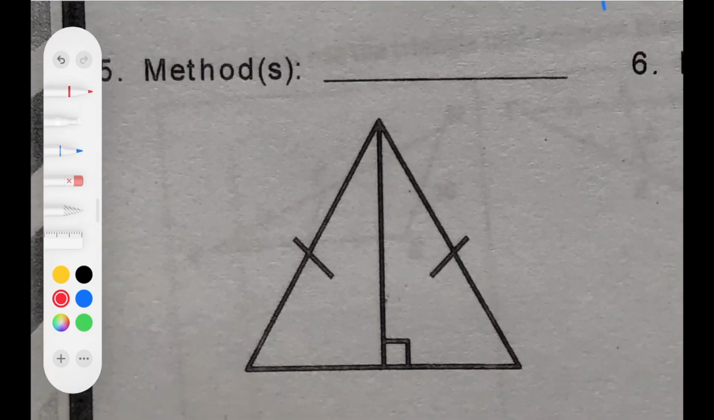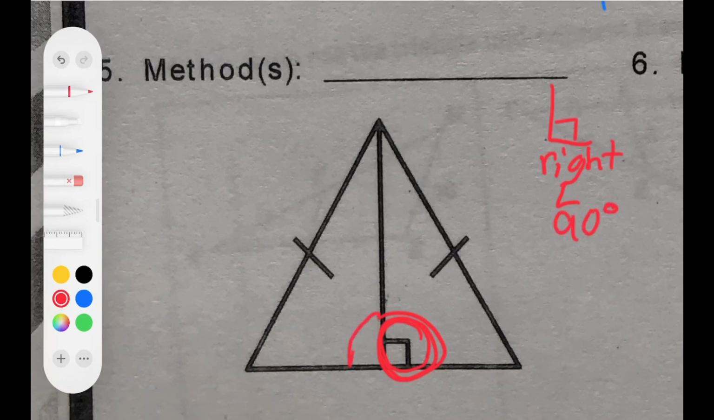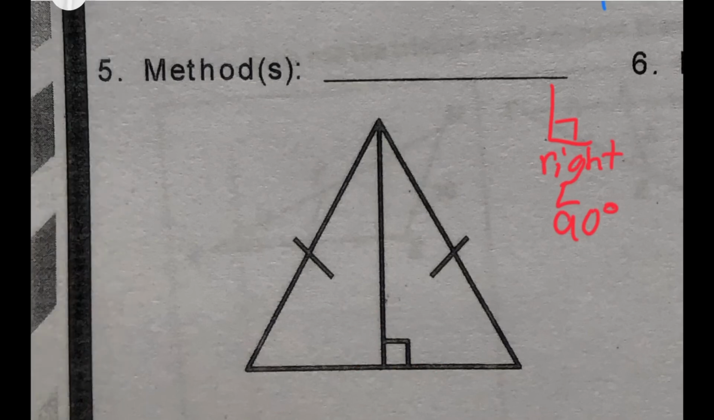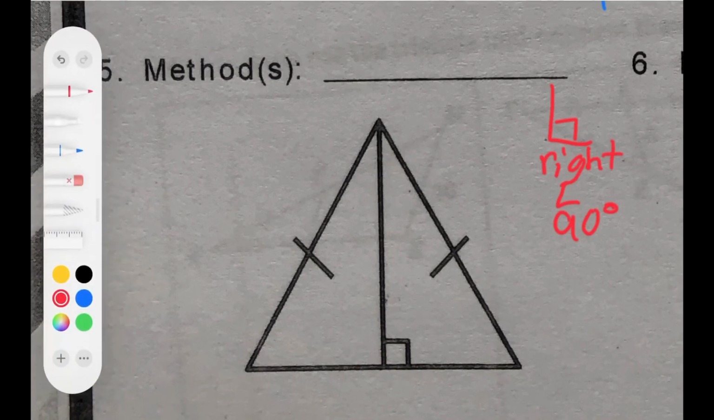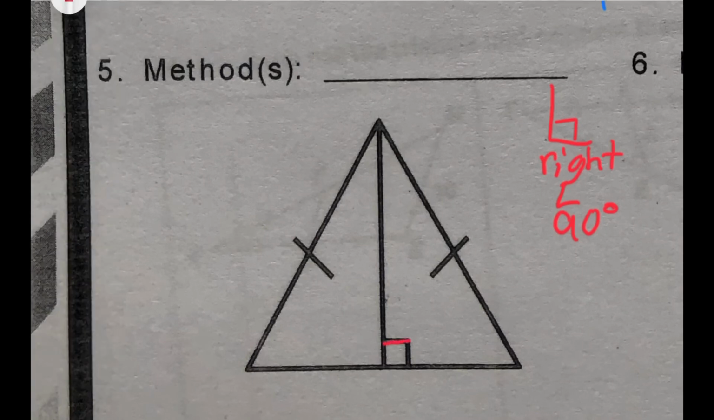Number 5, we are given this weird looking angle. Hopefully we know what it is. Take a second if you don't. Try to guess what it is. It is a right angle. So if this is a right angle, meaning 90 degrees, what does this other angle have to be? Also 90 degrees. So if this is 90 degrees, that means this is 90 degrees.